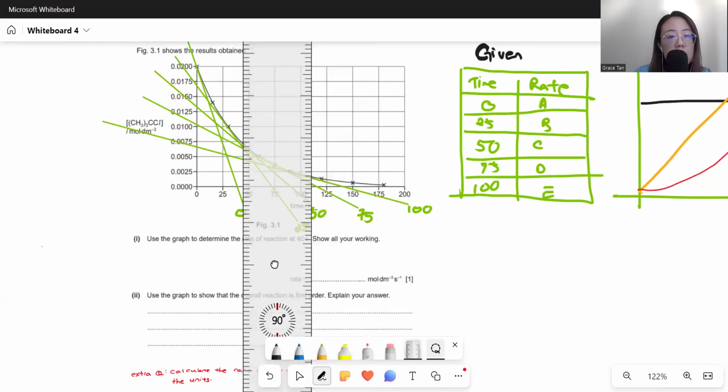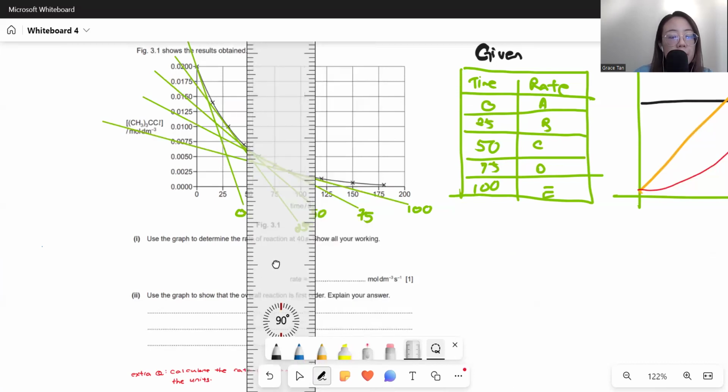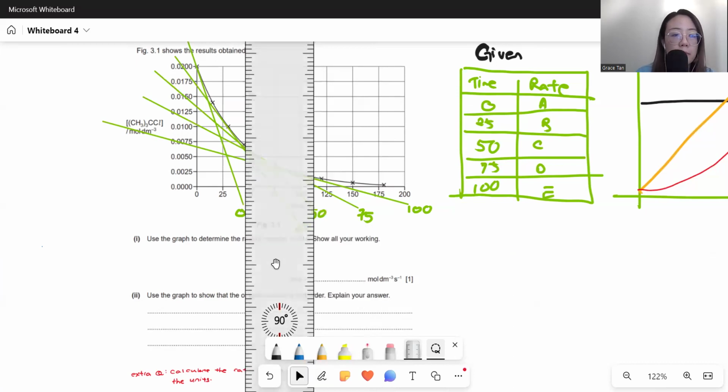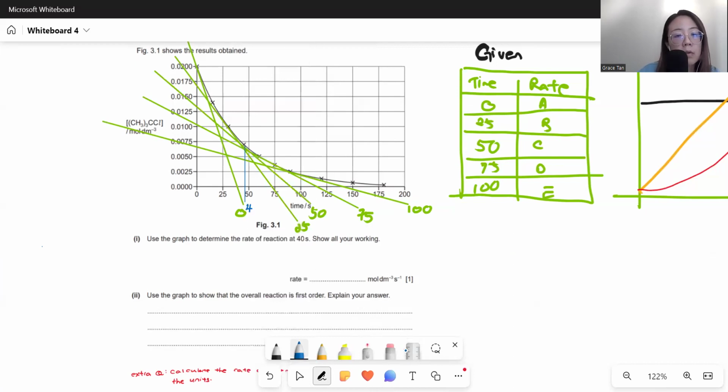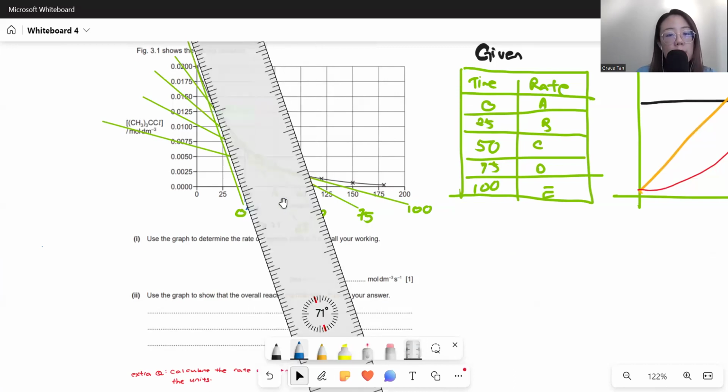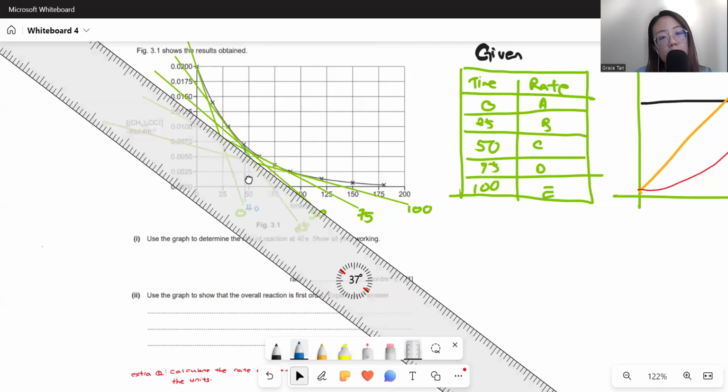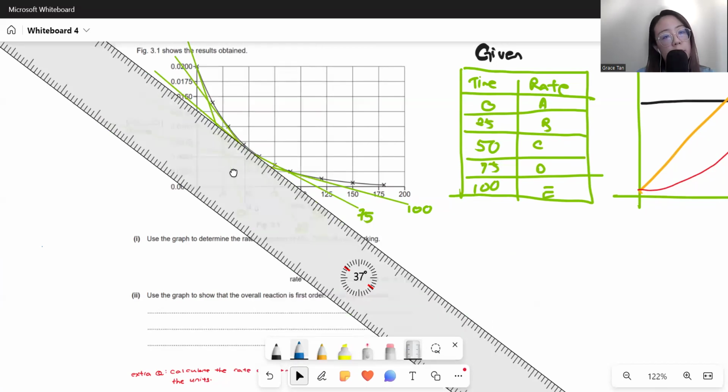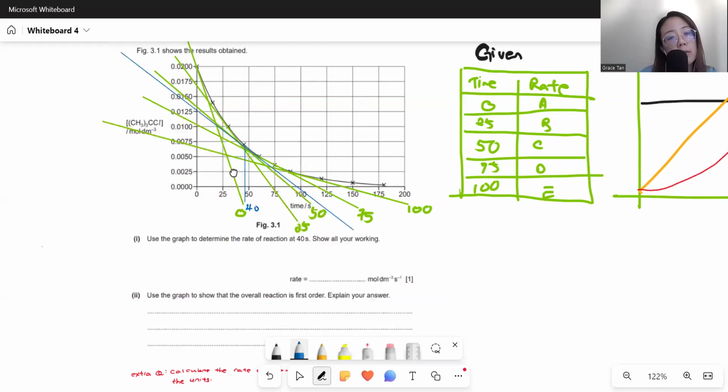Now 40. So let's say 40 is here, which is this cross here. Now this is 40, and you want to know the rate at 40 seconds. So please draw a tangent at 40. I'm going to draw it very long. Maybe I take this point, 0 and 100. This is one of my coordinates.